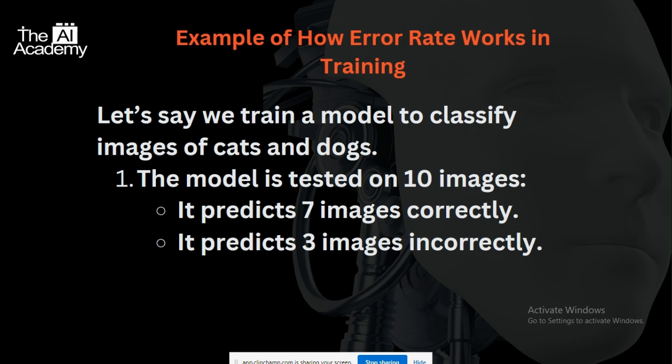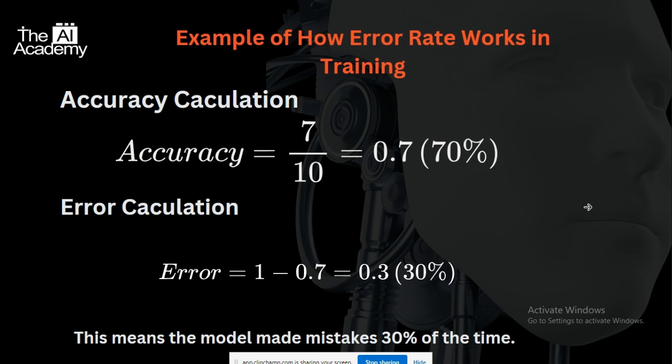Example of how error rate works in training. Let's say we are training a model to classify images of cats and dogs. The model is tested on 10 images. It predicts 7 images correctly. It predicts 3 images incorrectly. We can actually calculate the error rate by getting the accuracy and subtracting it from 1. So for our use case, we simply get the error rate to be 30%.